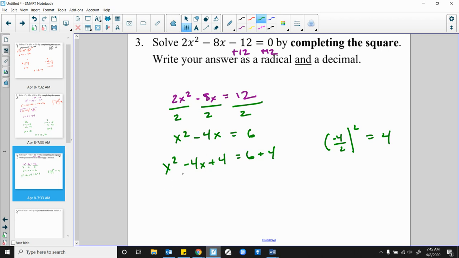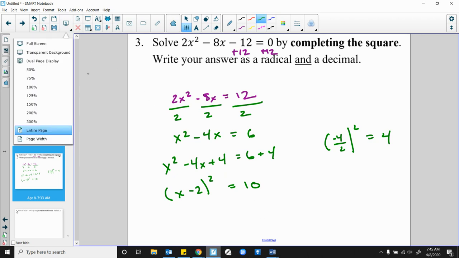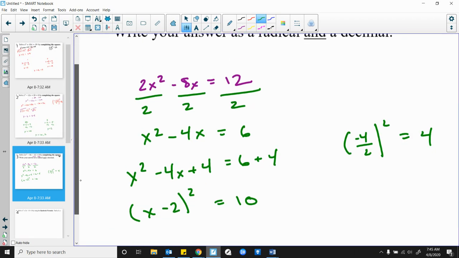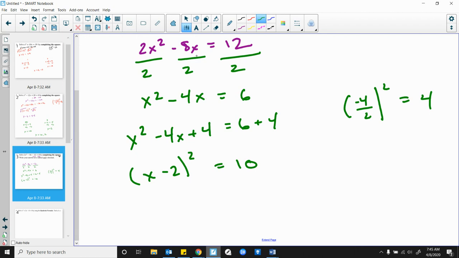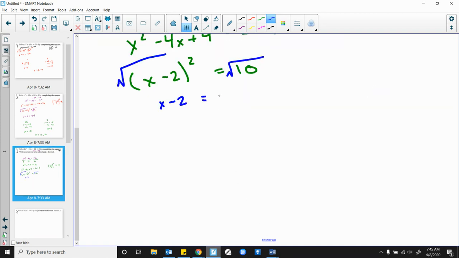Simplify here, so we're going to factor this. This will be x minus 2 squared, because negative 2 multiplies to get 4 and adds to get negative 4, equals 10. Here's where it becomes a little bit different now. When we square root both sides, this side becomes x minus 2, and this becomes the square root of 10.